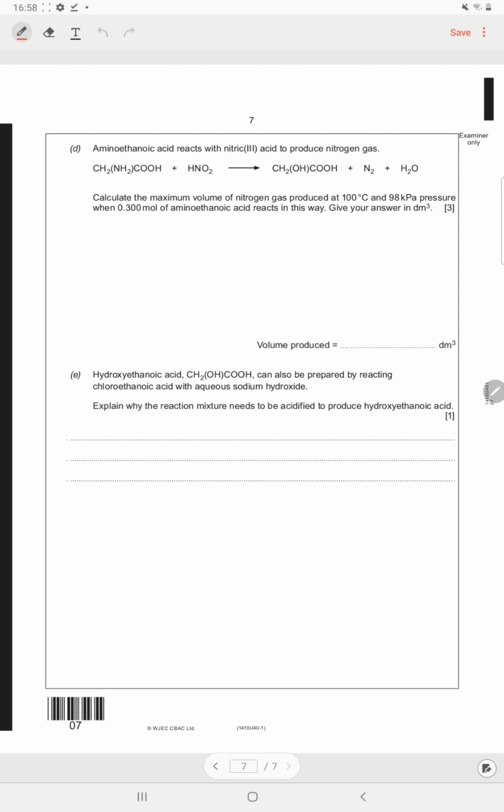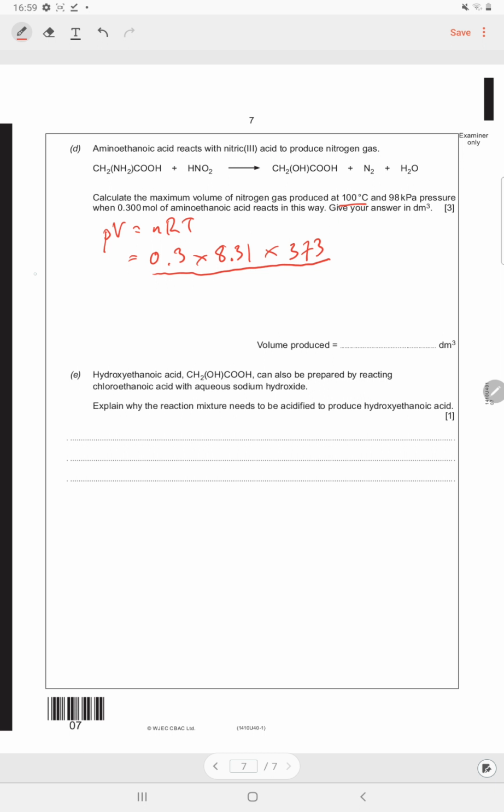Okay, part D. Aminoethanoic acid reacts with nitric acid to produce nitrogen gas. Nitric III acid, that is. Calculate the minimum volume of nitrogen gas. So we're calculating the volume of gas. We've got the pressure, we've got the number of moles. So it's our ideal gas: PV equals nRT. The number of moles we're given in the question, 0.3, times 8.31 times the temperature. It's 100 degrees, but we have to put it in kelvins, don't we? So just add 273, so it's 373.